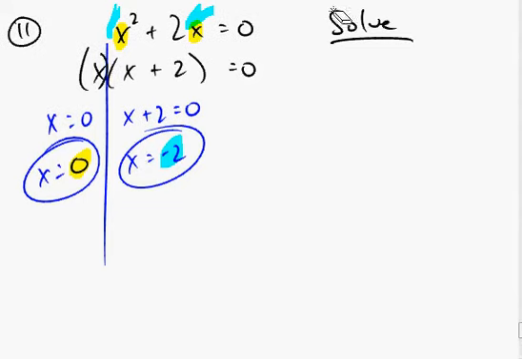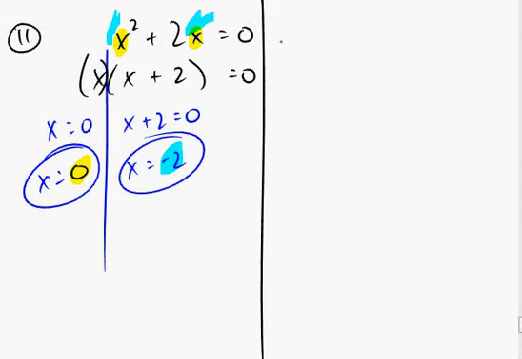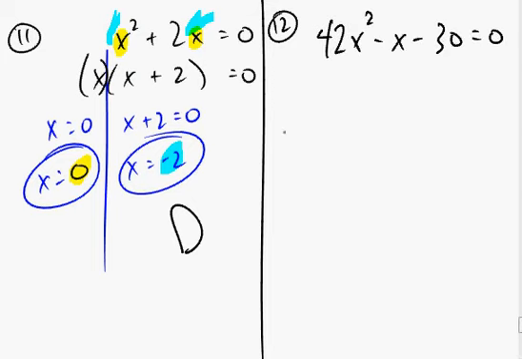Okay, number 12. What was the answer? Oh, what is that? A. A? No. D. Okay, let's try to factor this. What's 42 times negative 30? 1,260. Okay, what multiplies to make negative 1,260 and the same two numbers add up to negative 1?